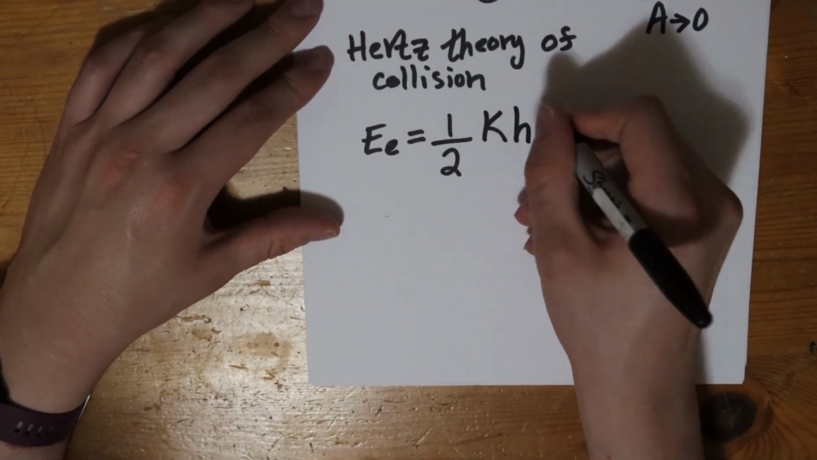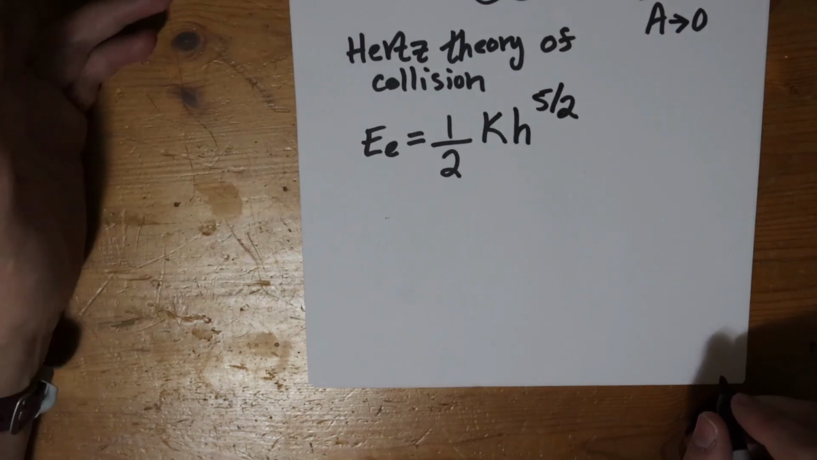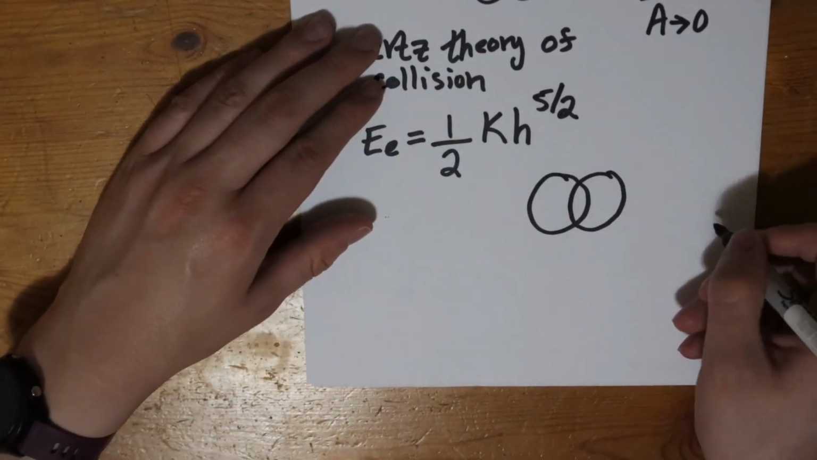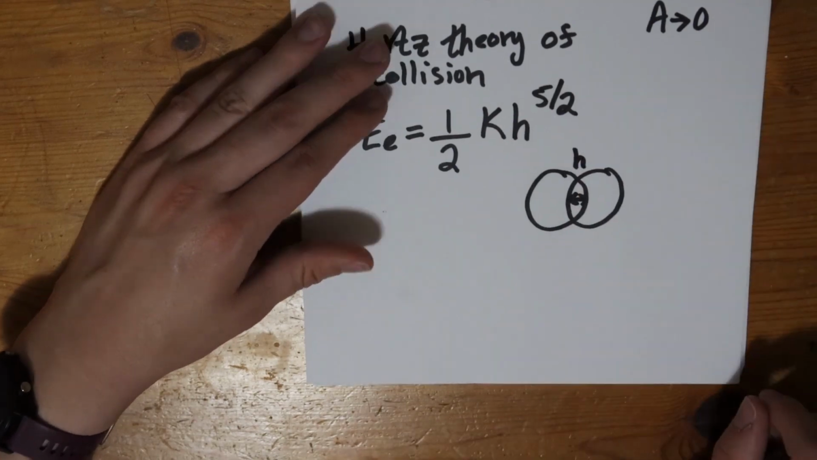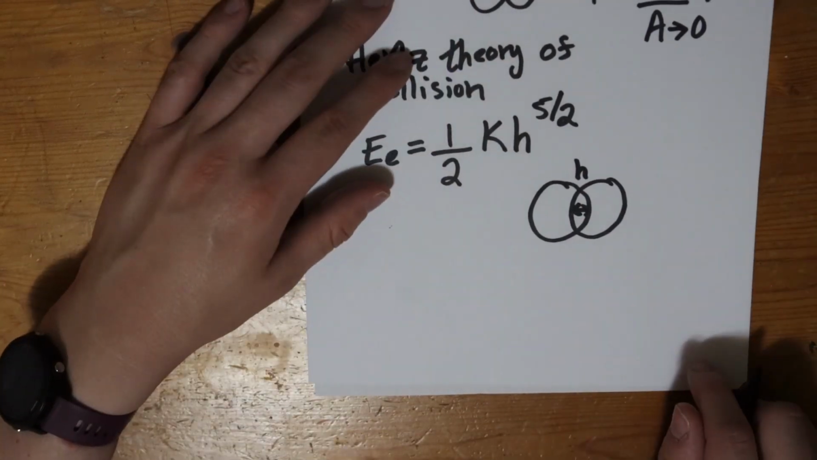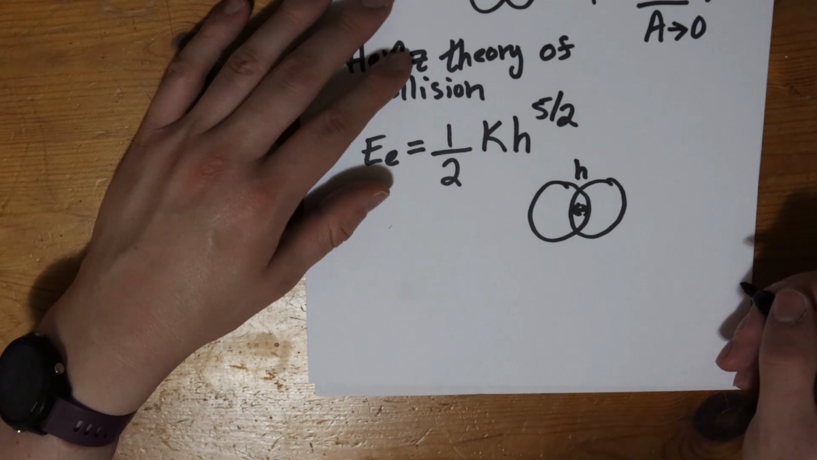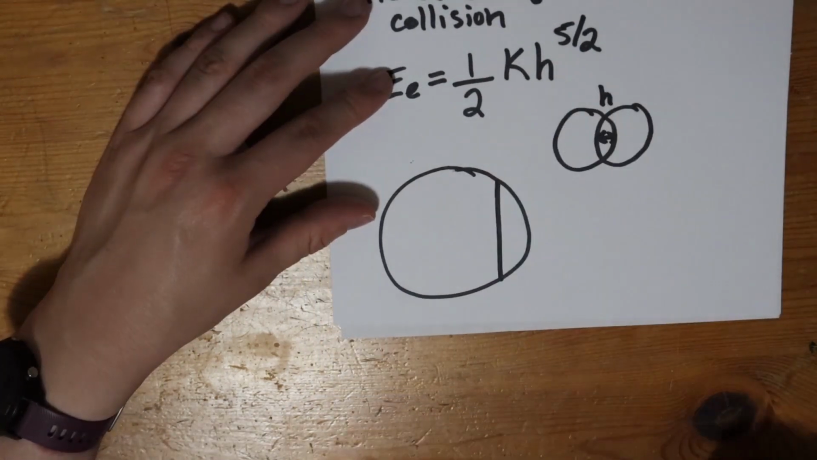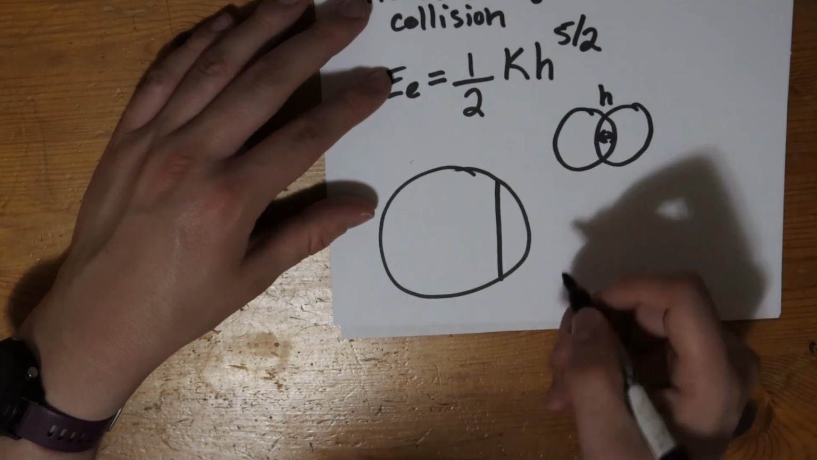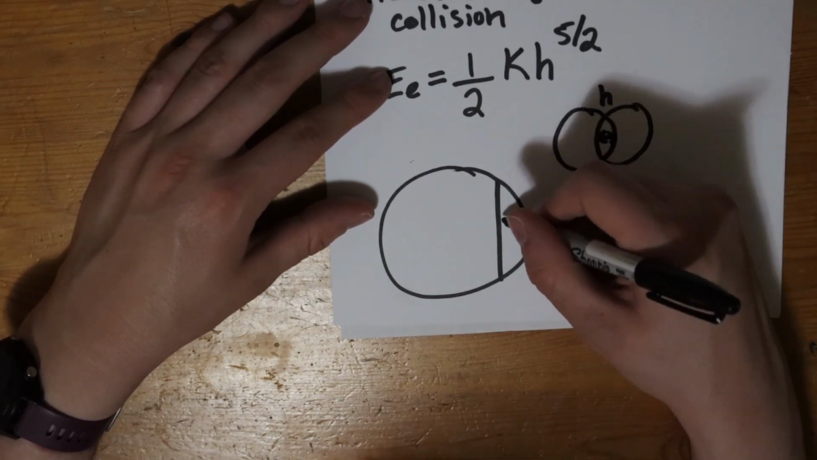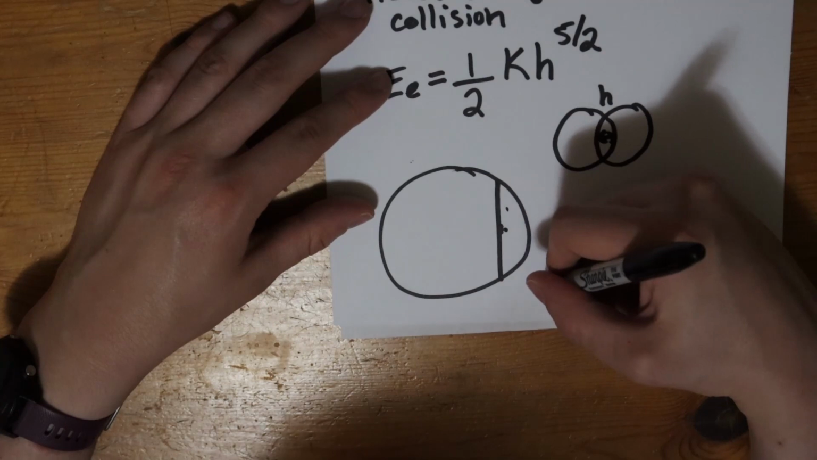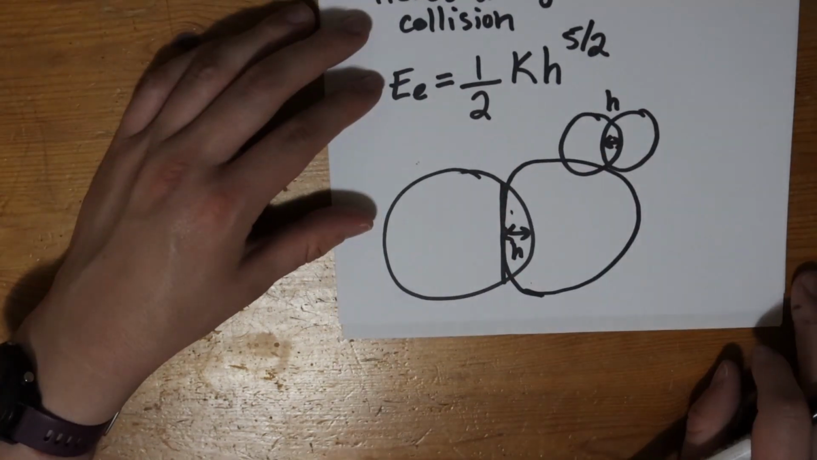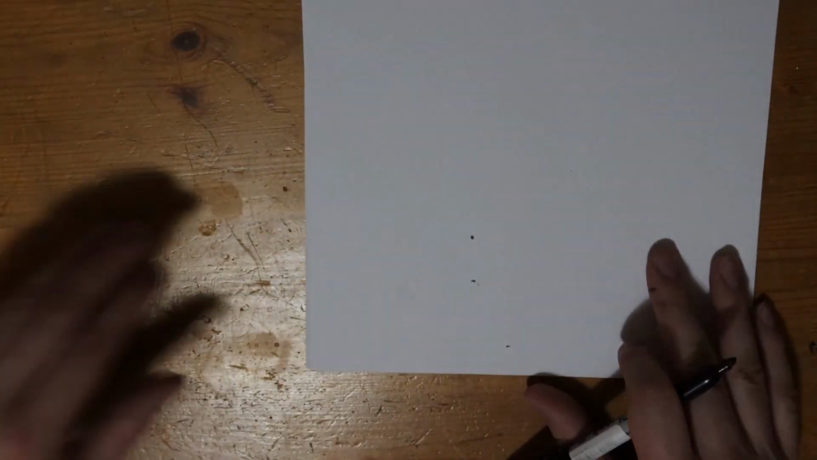h to the power 5/2. And so where h is the distance, h as illustrated here, which is the overlap. And to better show that, here I show that the sphere has been compressed due to the collision, and due to the other sphere that is also compressed, and that's h better illustrated here.